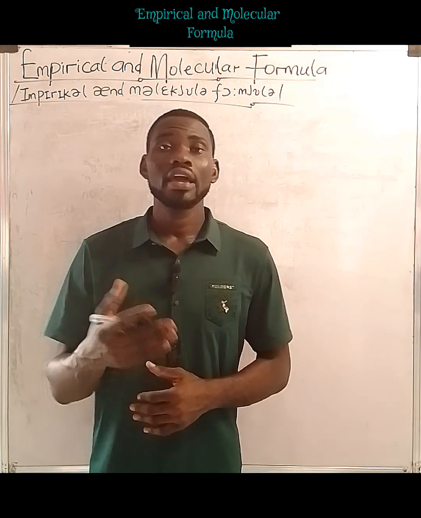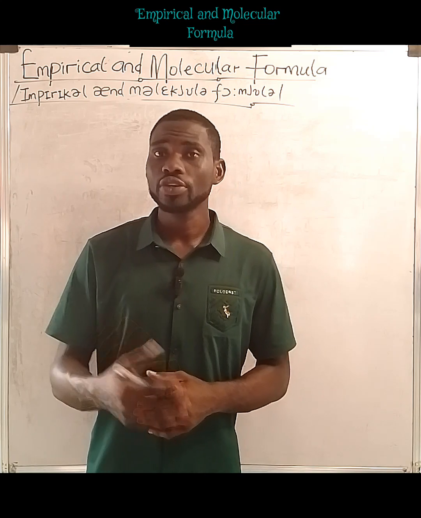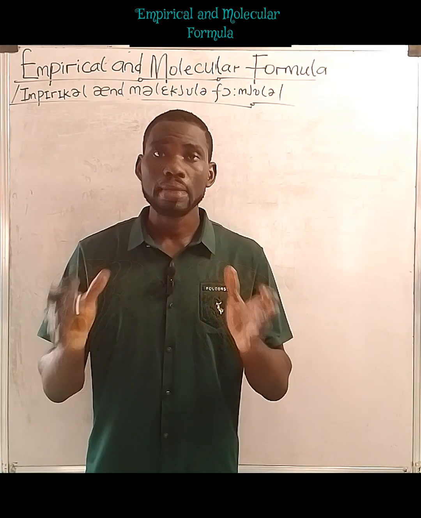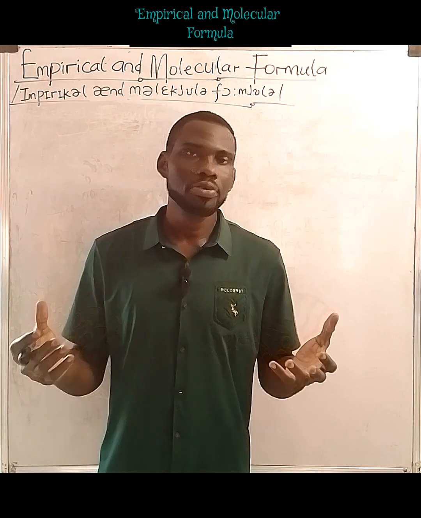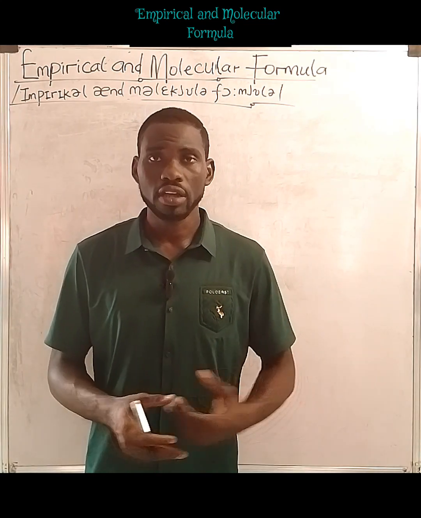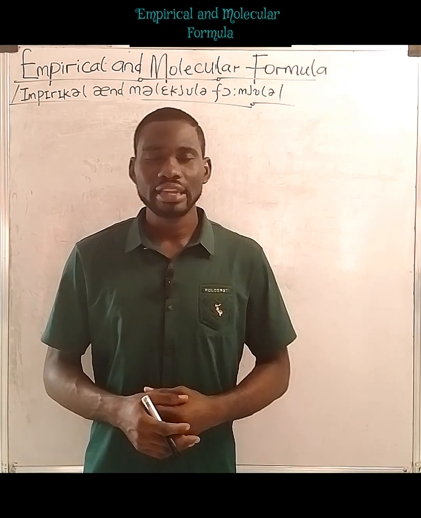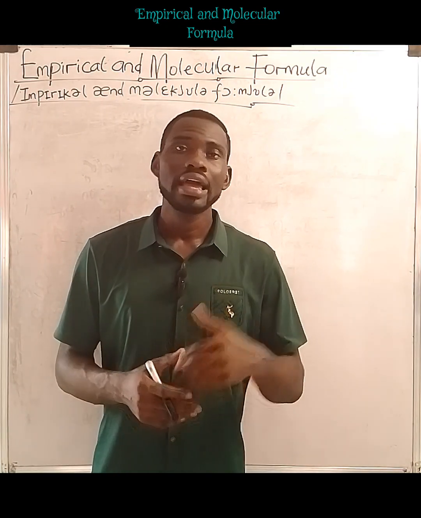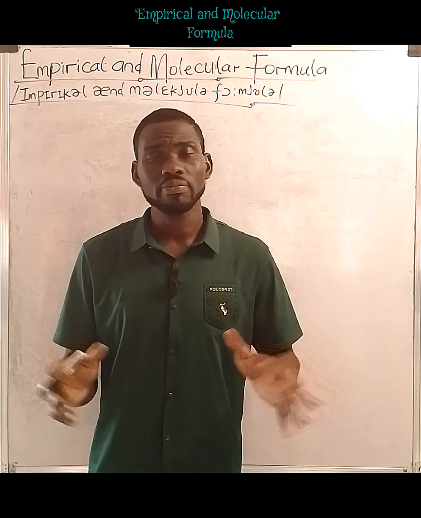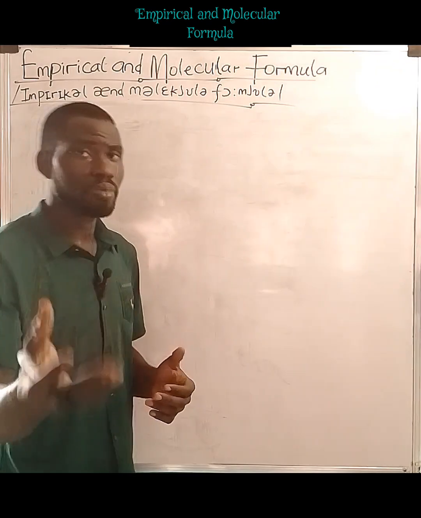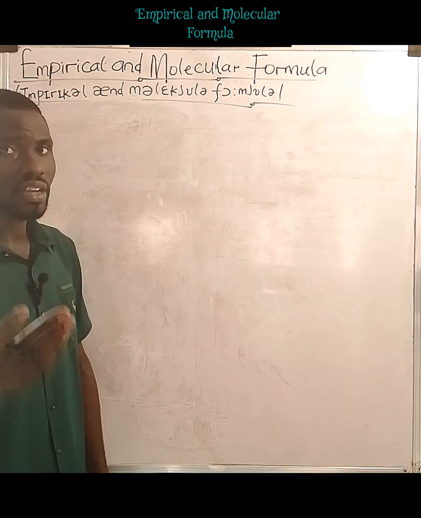What's a formula? A formula is a chemical notation that shows the constituent or the composition of a given chemical compound. So we have three major types of chemical formulas, which are the empirical formula, the molecular formula, and the structural formula. But today we're just discussing empirical and molecular formula. We're not talking about structural formula. So let's quickly talk about what the empirical and the molecular formula simply look like.